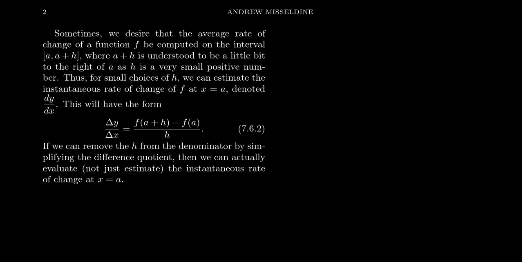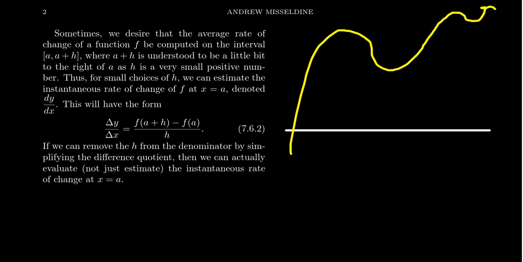Sometimes we desire that the average rate of change of a function f be computed on the interval a to a plus h. To interpret that, let me draw a picture. Why would we care about something like that? Let's say we have our function. Here's the x-axis, and here's our function, maybe it does something like this, whatever. Here's our function f, and we have some value a in mind. I want to know what's happening right here. Here's my a.